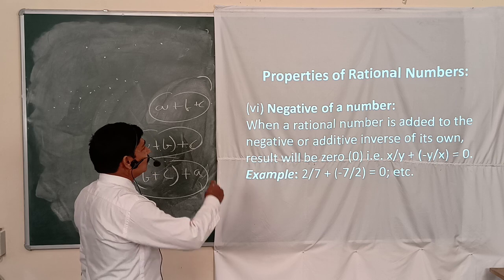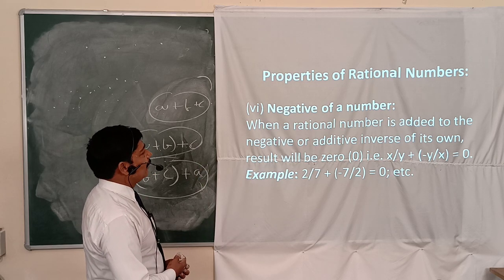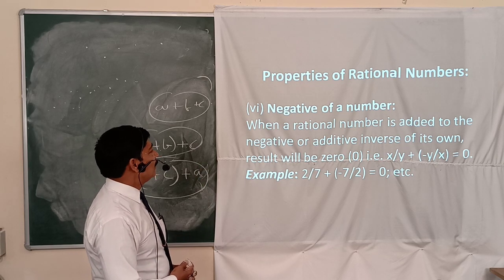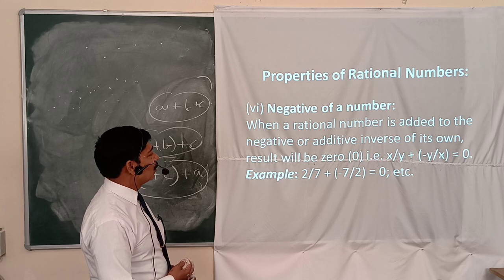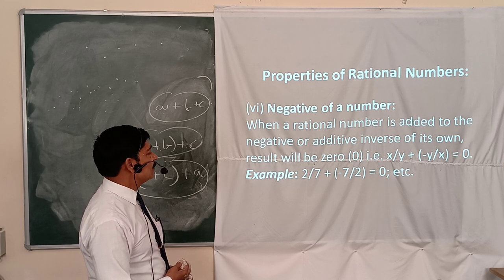Now the next property is the negative of a number. When a rational number is added to the negative, or additive inverse, of its own, the result is 0.